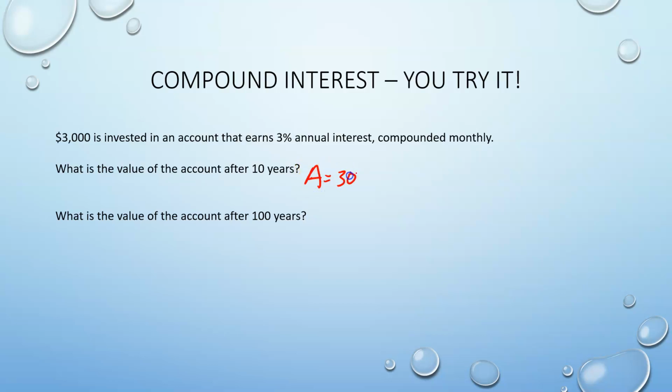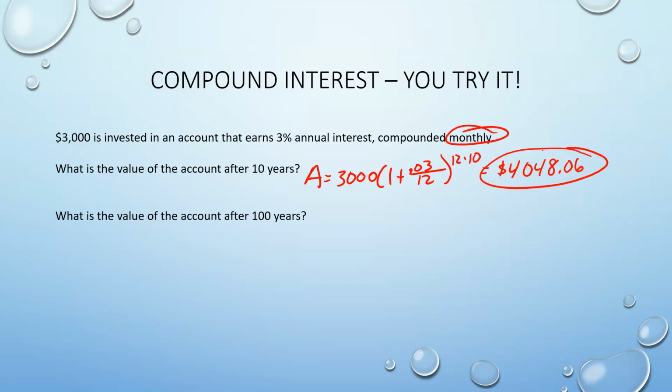All right, for this one, you should have had 3,000 times 1 plus 0.03 divided by 12 because it's monthly, to the 12 times 10. Okay, so when I typed that into my calculator, I got 4,048.06. So make sure you know how to type it into your calculator.